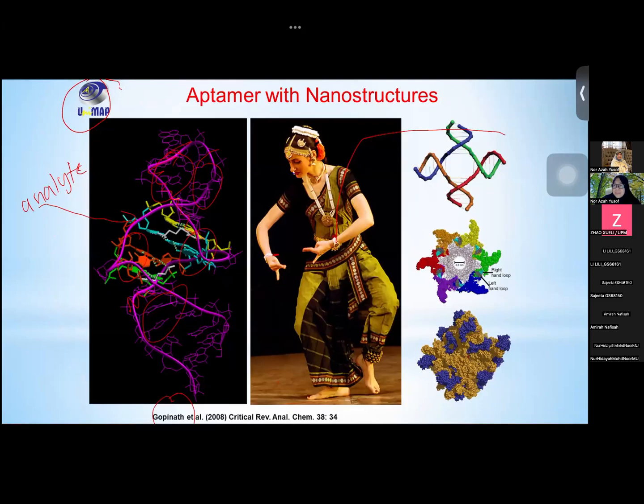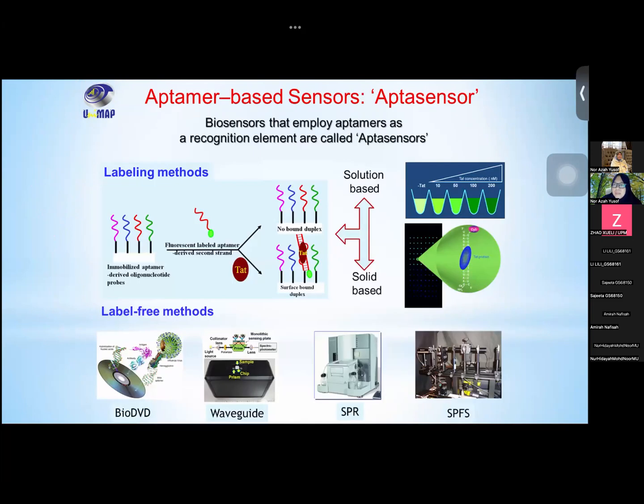So that's the basis. It means that the oligonucleotide is folded to accommodate a specific site, which is specific to the analyte of interest that you want to detect. Okay, all right. So the other things are similar.